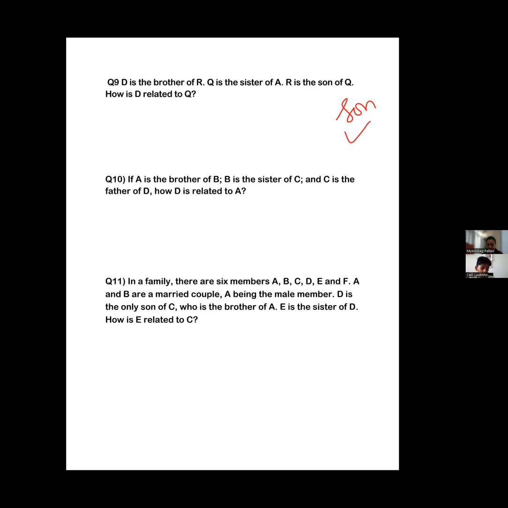Is D the son or daughter of A? Okay, let us see. A is the brother of B, so like this. And B is the sister of C, and C is the father of D. C is the father, that means D will be here.